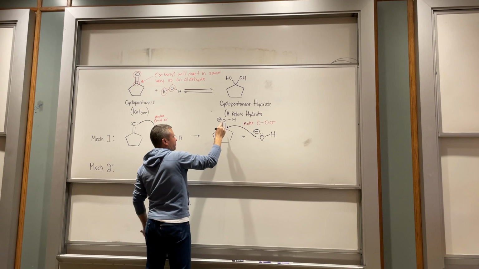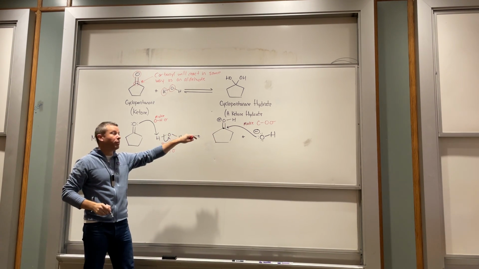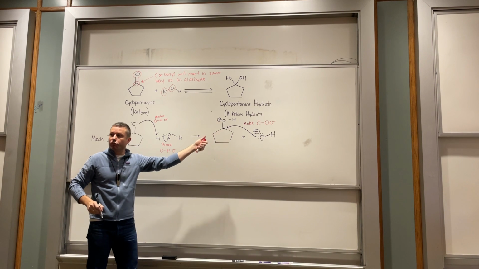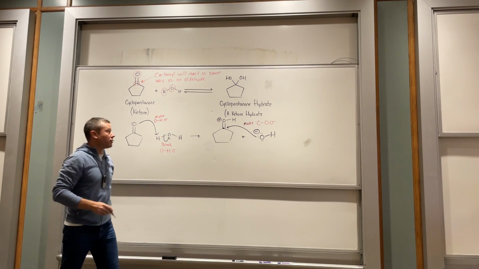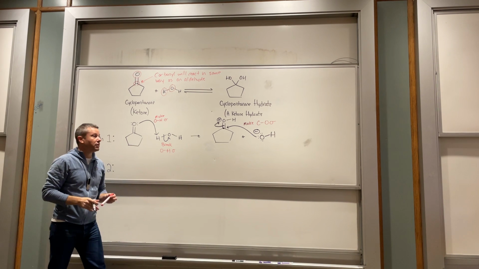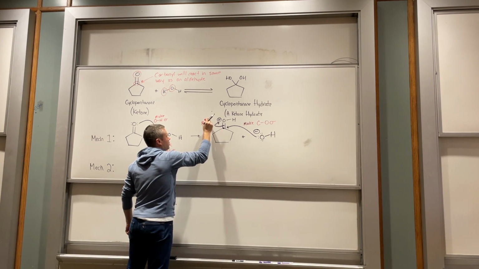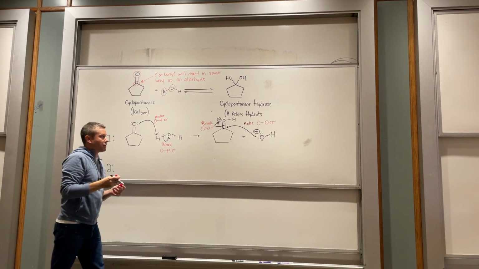Right, and then because this carbon has 8 electrons around it, if we're going to form a new bond to that carbon, we have to break a bond already there to that carbon. And so the weakest bond there is going to be the carbon-oxygen pi bond, right? And so that's going to show the breaking of the carbon-oxygen pi bond.